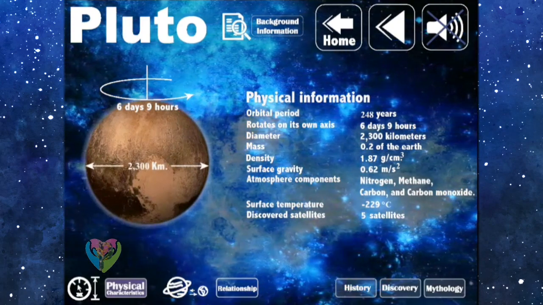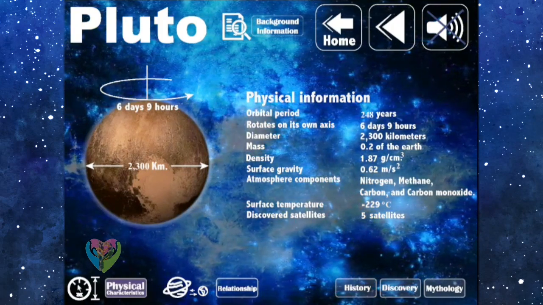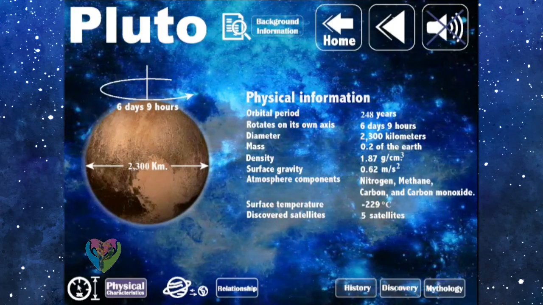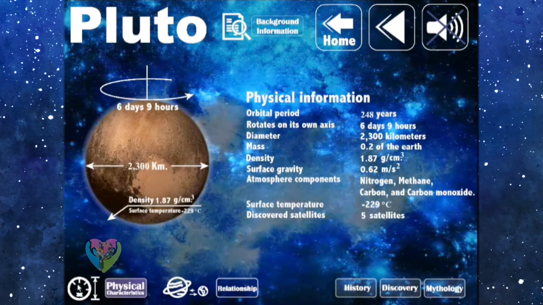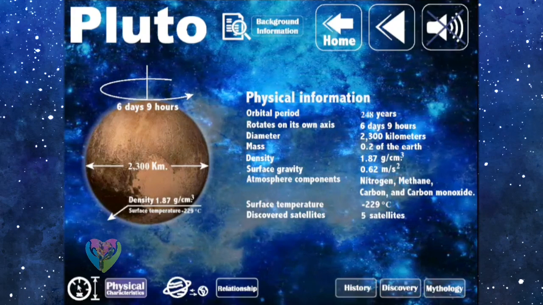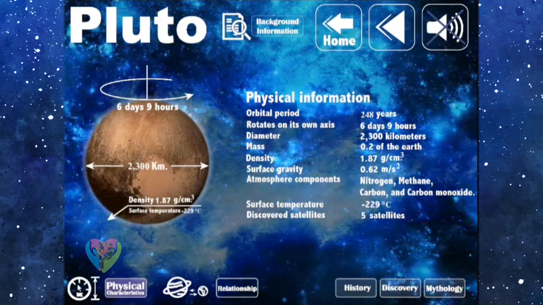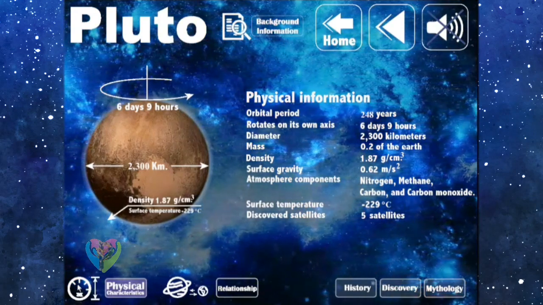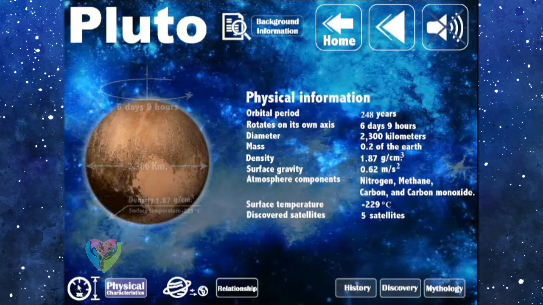The mass is 1.3 times 10 to the 22 kilograms, or 0.2% when compared to the mass of the Earth. The density is 1.87 grams per cubic centimeter. The surface gravity is 0.62 meters per square second. Atmospheric components consist of nitrogen, methane, and carbon monoxide. Average surface temperature is negative 229 degrees Celsius. Total discovered satellites are 5 satellites.